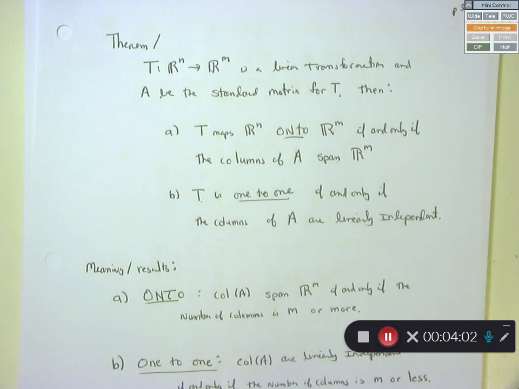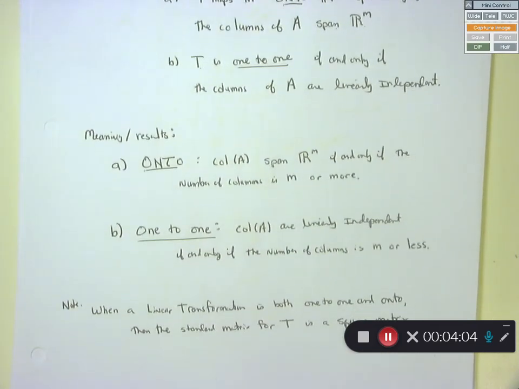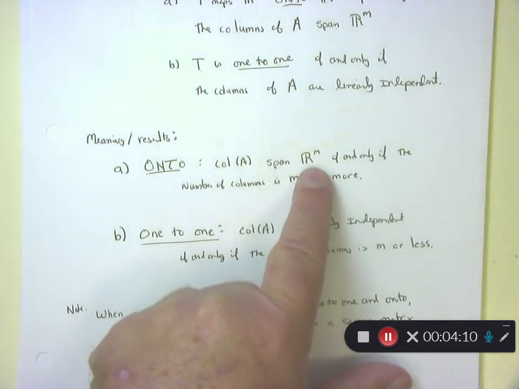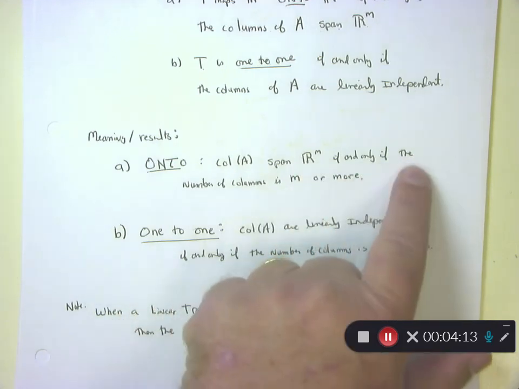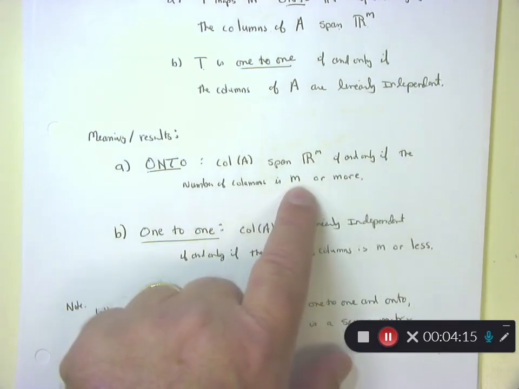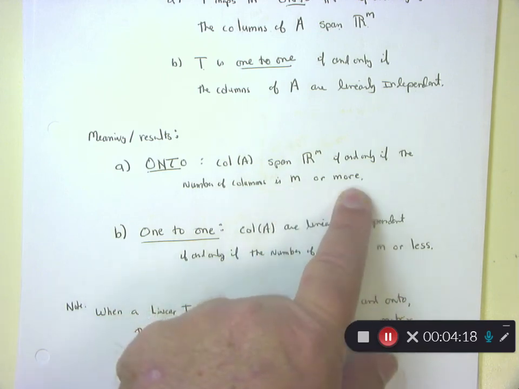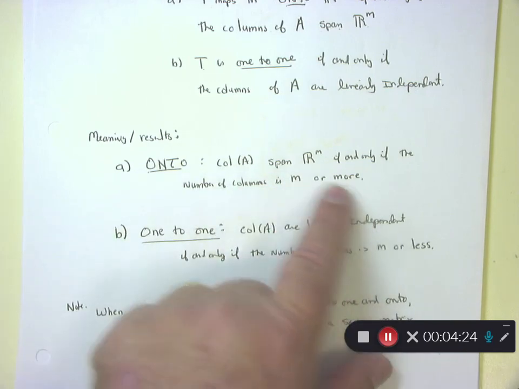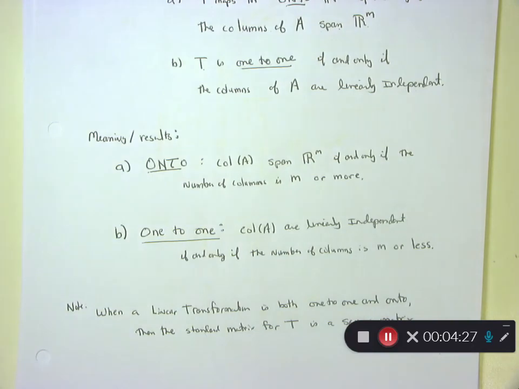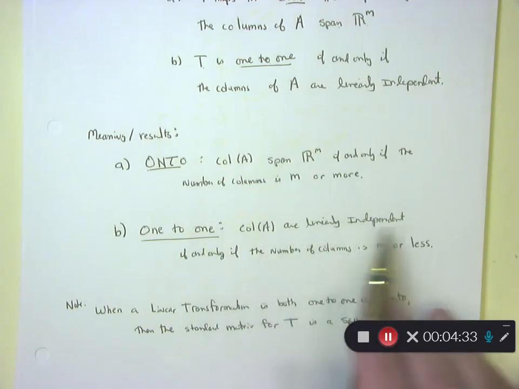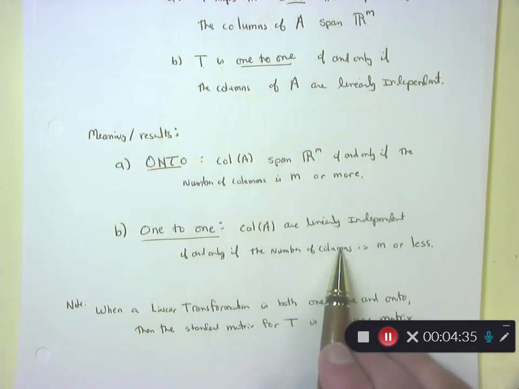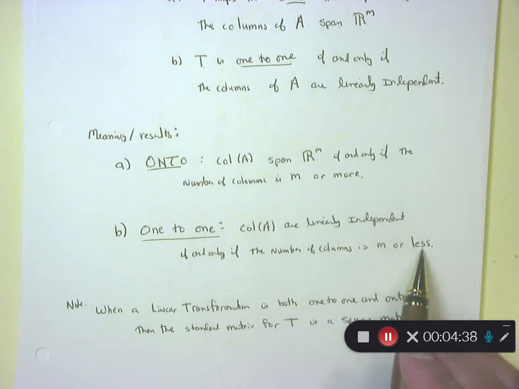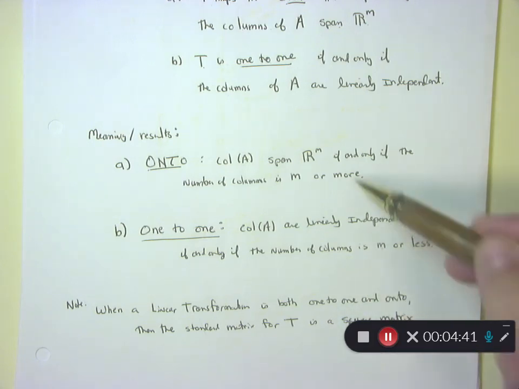So, meanings and results. So, onto, surjective. The columns of A span Rm, and let's go a little deeper in that, if and only if the number of columns of A is m or more. Okay? So in terms of this onto, the number of columns of A is m or more. I mean, this is kind of the generic possibilities. You'll see where I'm going with this in just a second. And one-to-one, the columns of A are linearly independent if and only if the number of columns of A is m vectors or less. Okay, this is just a general statement about these guys.